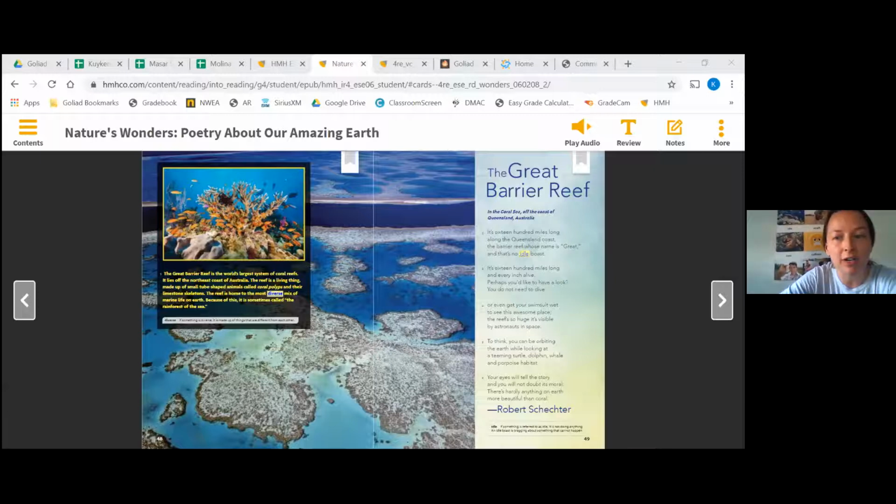Okay, so now let's look for our text evidence. Does anybody see anything that supports Layla and Turner's answers? Yes. What do you see, Carter? In paragraph, line. Wait, I need to figure this out. Okay, go by stanza. Tell me the stanza. It's in stanza 4. At the end, it says, "There's hardly anything on earth more beautiful than coral." Okay, so it talks about how beautiful it is.